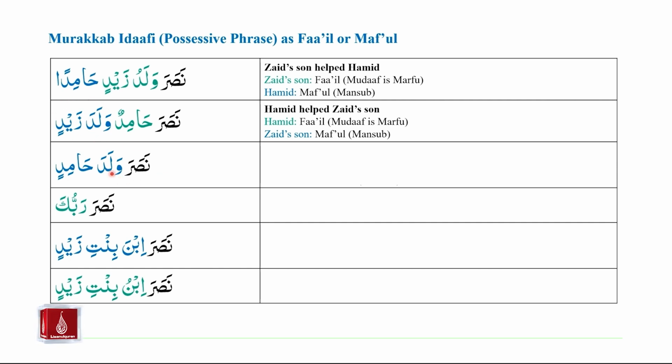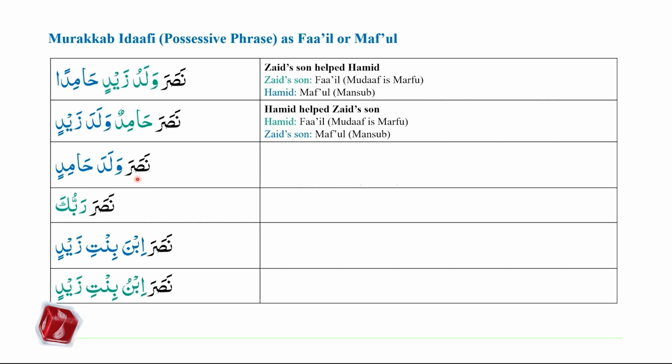Nasara walada Hamidin. In this example, we see the fi'l, which is nasara. We see the maf'ul, which is walada Hamidin. We don't see the fa'il. The fa'il is actually hidden within nasara. Every time the fa'il is not revealed, it has to be hidden within the fi'il. So nasara is fi'il plus fa'il.